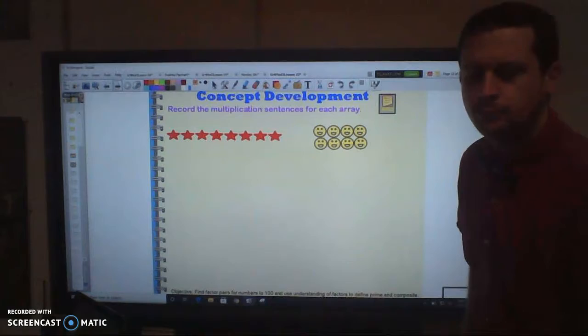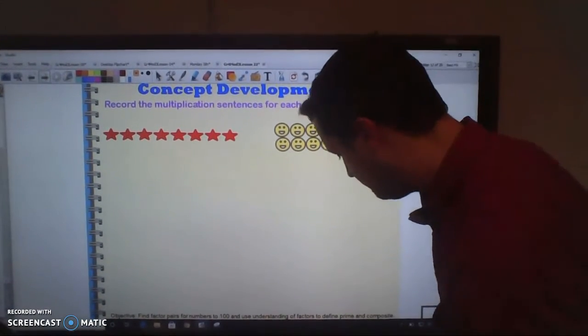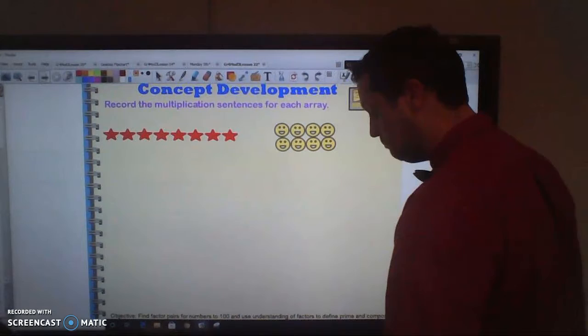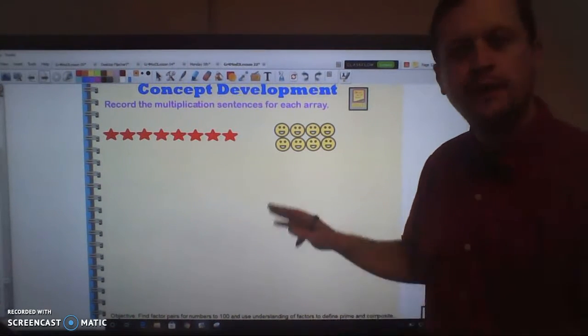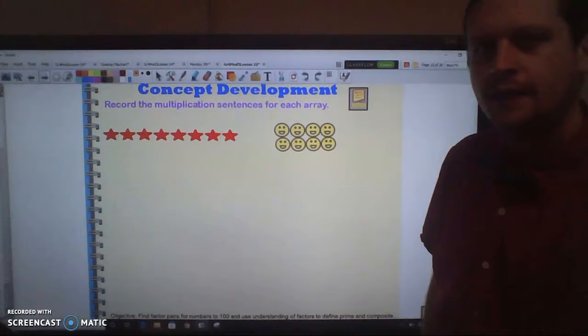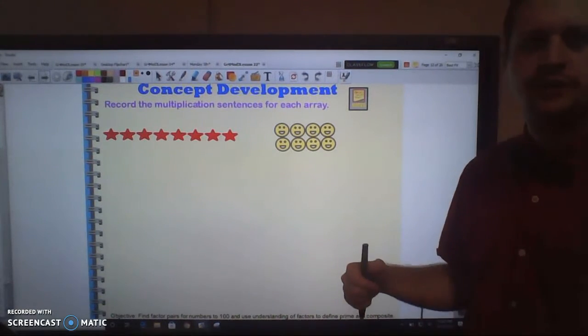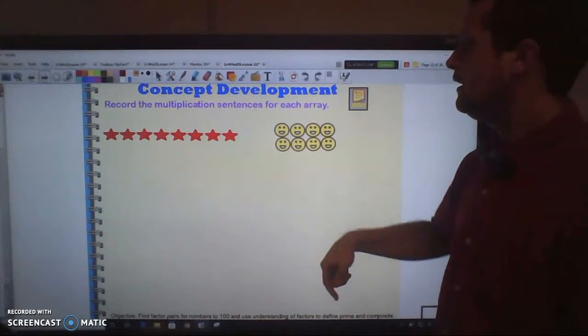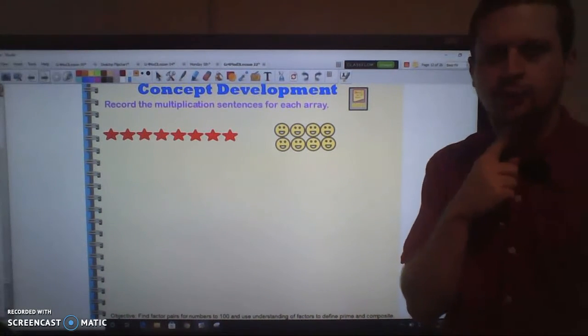All right, so taking a look at this, we have an array. An array is something that you would have done in third grade. You might not even have seen it this year so far. We did the area model, but we didn't do an array. So an array is just a way to set up a multiplication sentence. Now the first thing it says up here is record the multiplication sentences for each array.